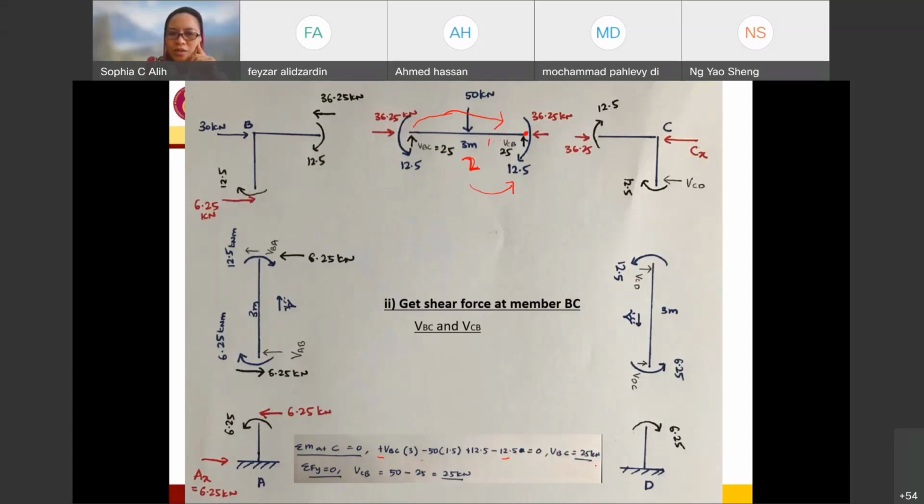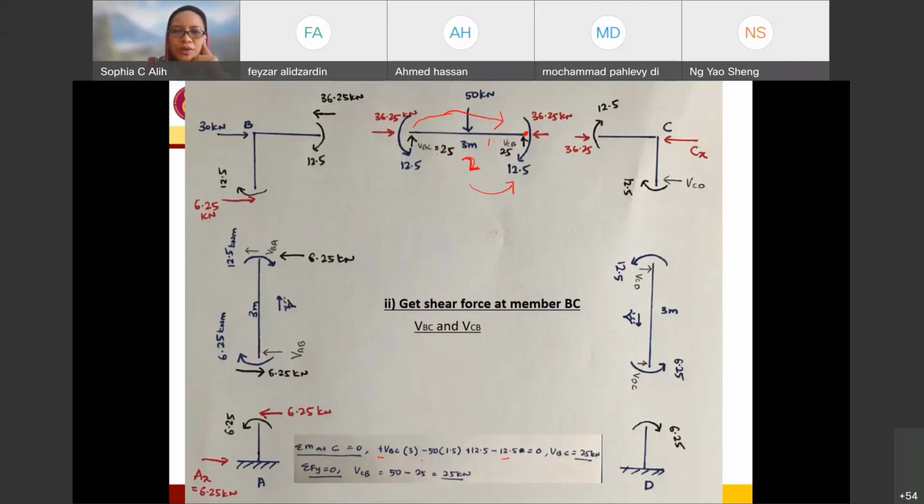Since it is positive, the direction that I assumed, pointing this side, is correct, 25. And for total Fy equal to 0, I have 25 minus 50, then I will have also 25 pointing upwards. So VCB is also positive, 25. Now I have the internal forces for my BC to be 25 and 25 over here.